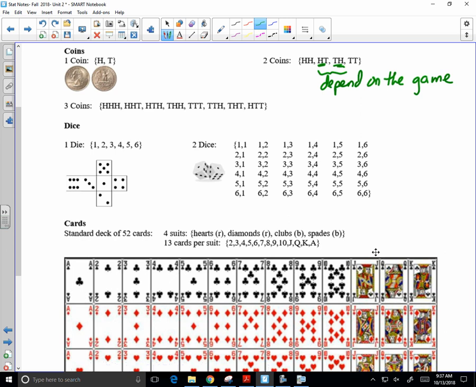In this case, two dice, there are patterns. So seven is a very popular outcome in a game of chance called craps.